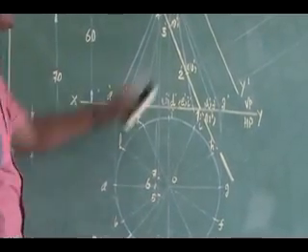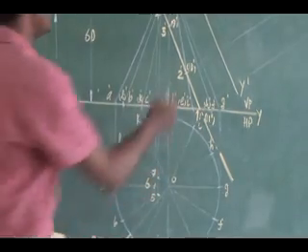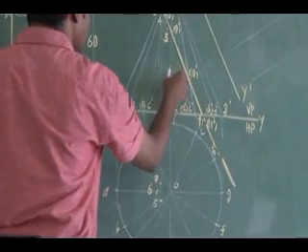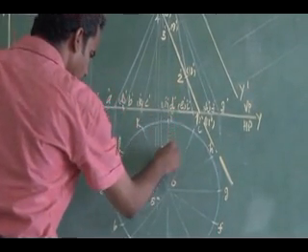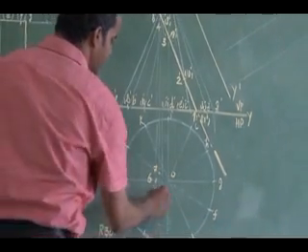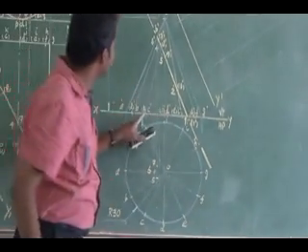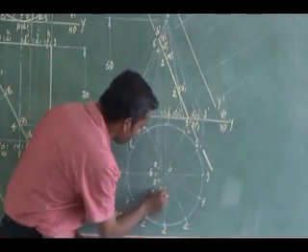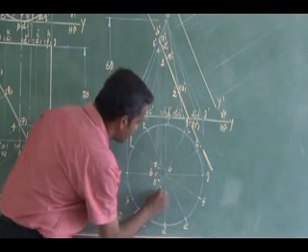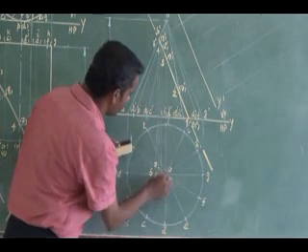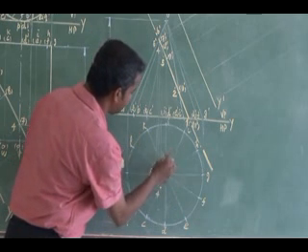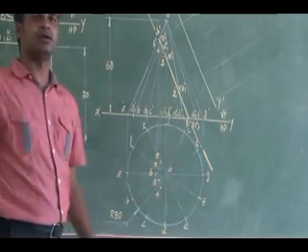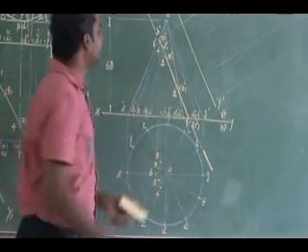Then similarly 8 and 4, I can project them to the top view. Wherever it cuts, 8 and 4 are on KO and CO. So on CO, wherever it cuts, that is my 4. So on KO, wherever it cuts, that is my 8.